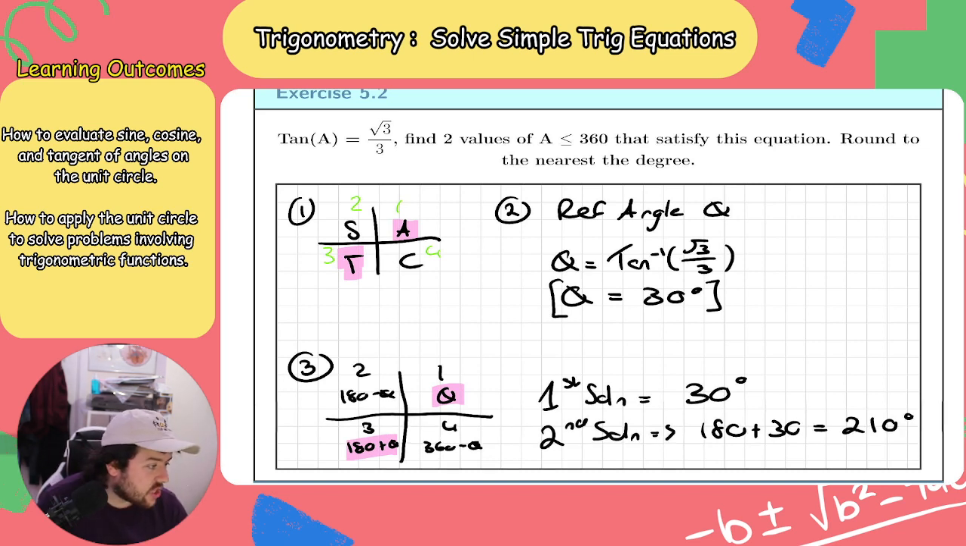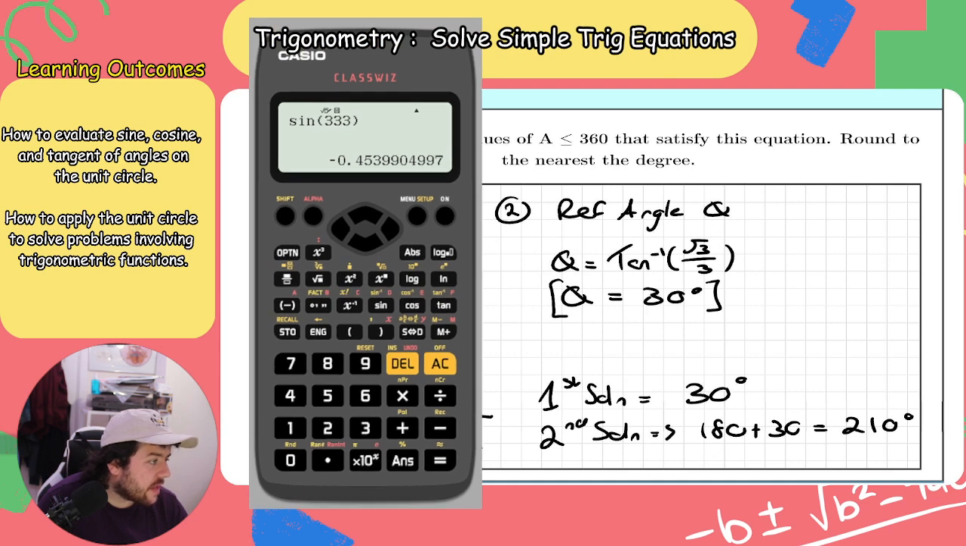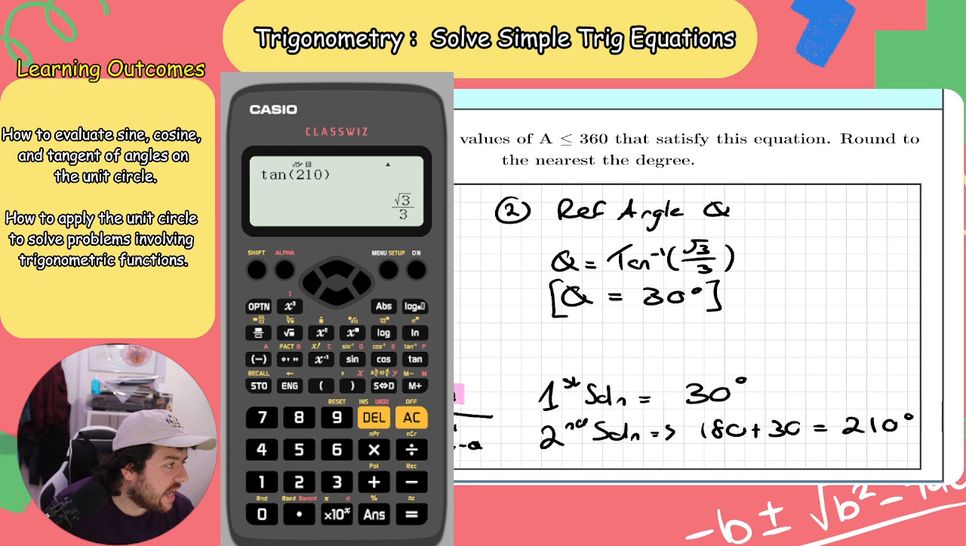And again, let's check on our calculators. So let me just open up the calculator here. Drag it over here. So let's try it out. So tan 30 gives root 3 over 3. Next one, 210. Perfect, root 3 over 3. That's it. That's all we have to do.